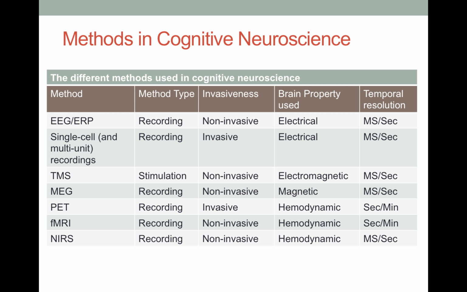EEG and single-cell methods measure the electrical activity that results from neural activity. PET, fMRI and NIRS are based on the hemodynamic response, which is based on the premise that an increase in neural activity results in an increase in blood flow to the area of neurons in the brain that are actively engaged in the task in question. And the methods also differ in terms of their temporal resolution.